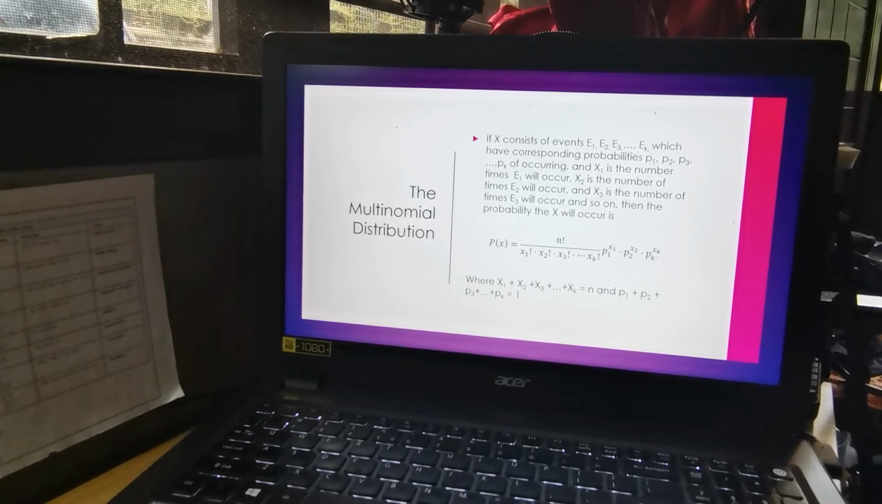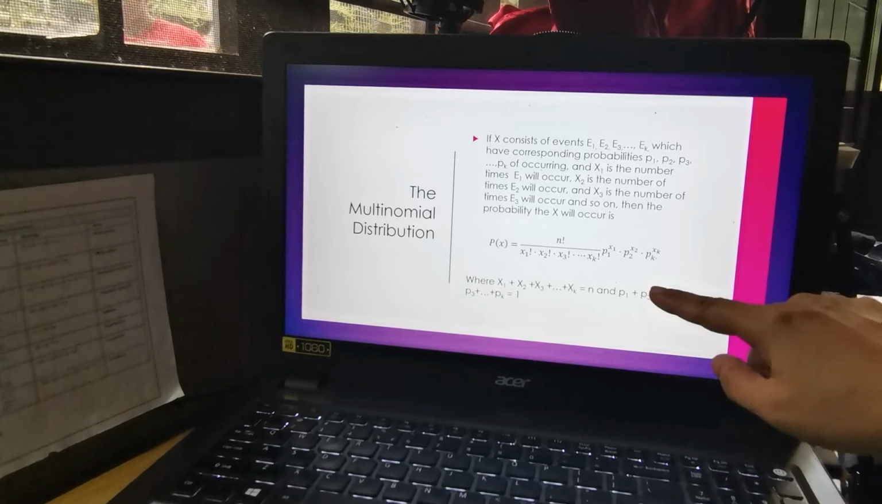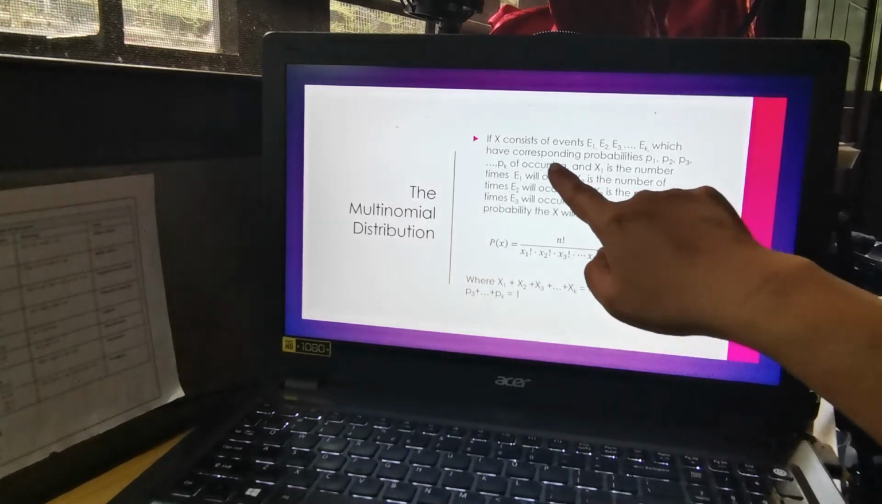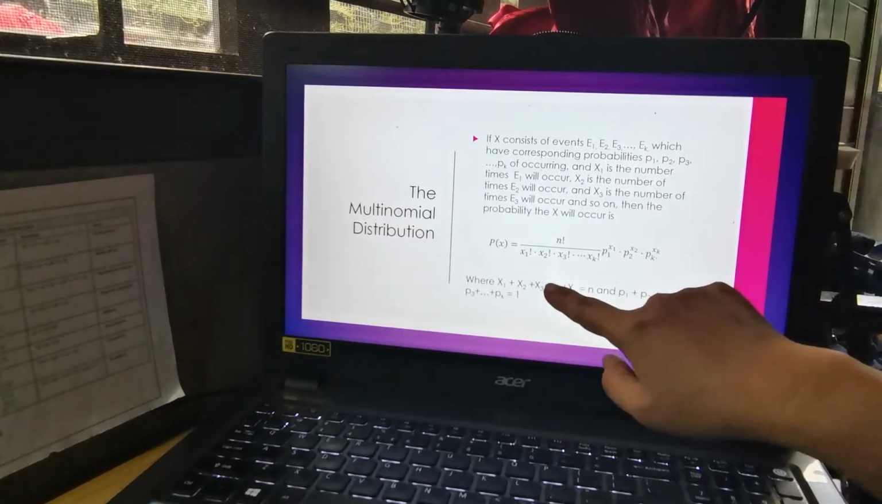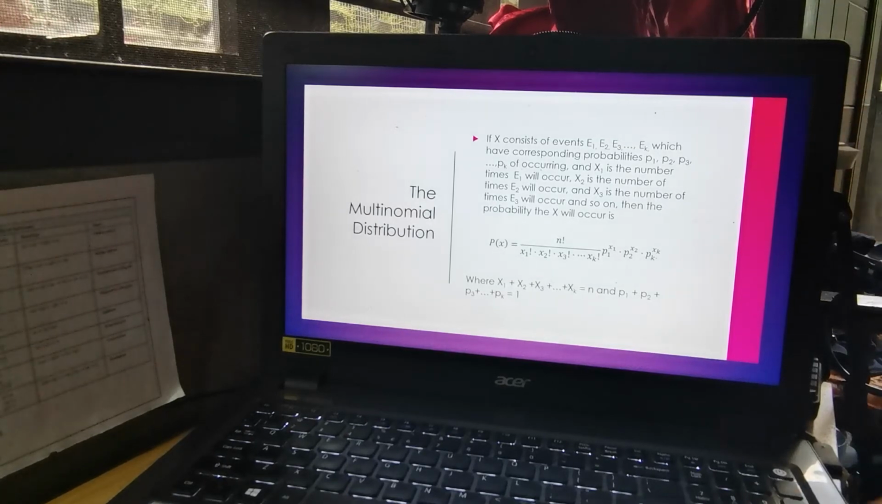Okay, where x sub 1 plus x sub 2 plus x sub 3 up to x sub k is equal to n. Okay, that is the number of our trials. And the probabilities of all these events, or these outcomes rather, sum to 1.